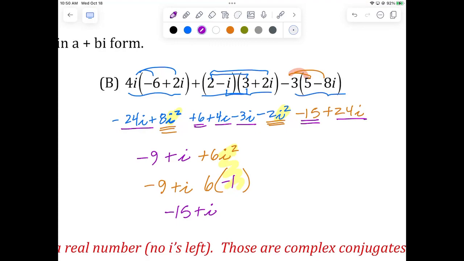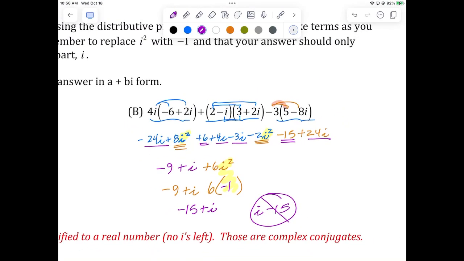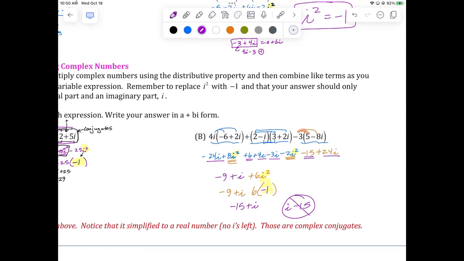Don't forget. Use that as a whole separate step if you need to. Number goes first, right? Is i minus 15 acceptable? No, you'll lose a point. It's number plus the i term. So the real part is negative 15. The imaginary part is i.